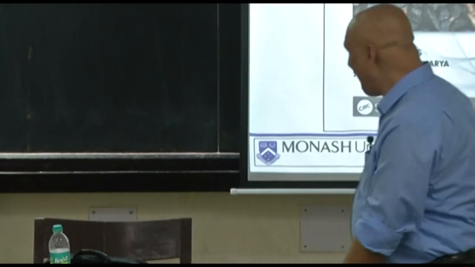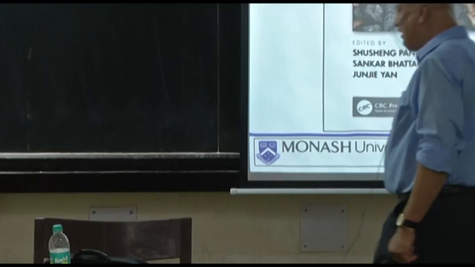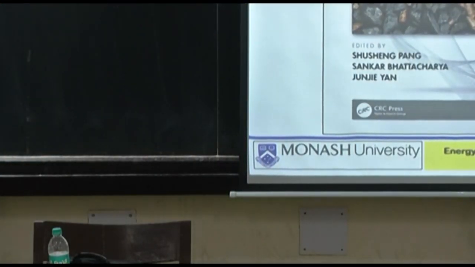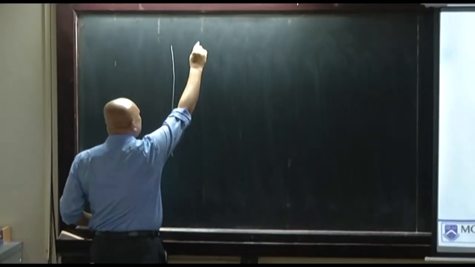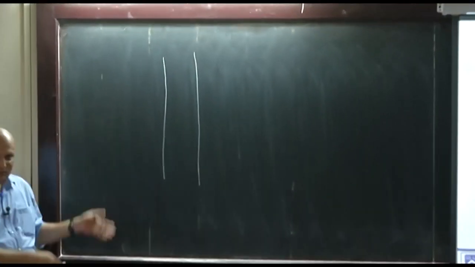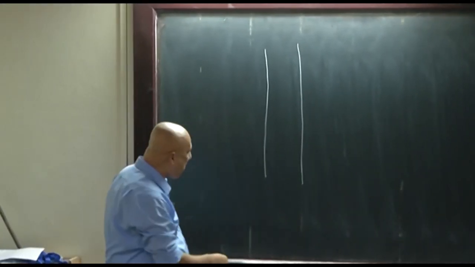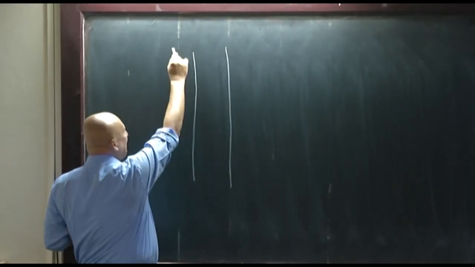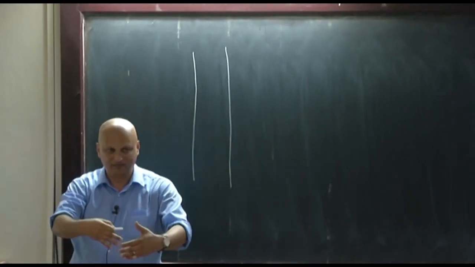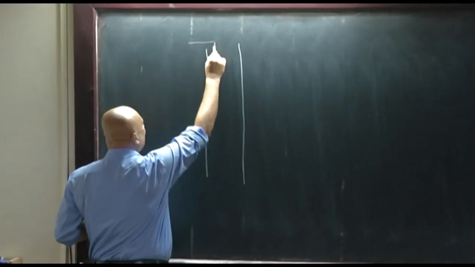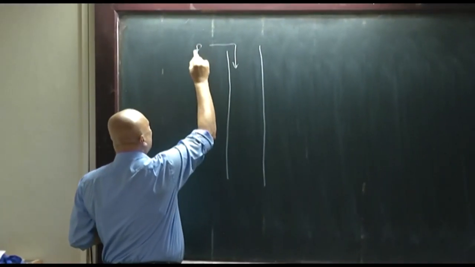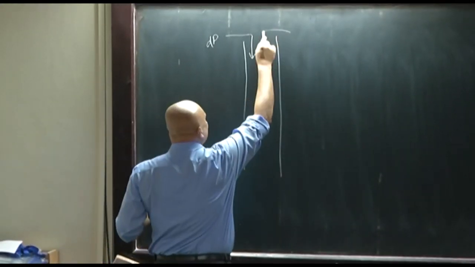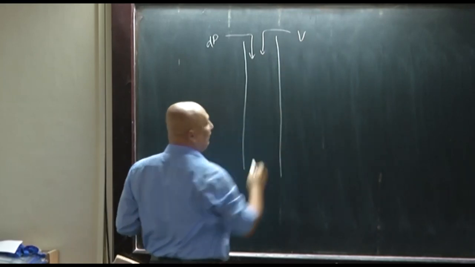Okay, so entrainment and drop tube are two different things. So this is my reactor, for example. The simplest concept is a co-current feed of the particles having a certain particle size and the gas having a certain velocity.